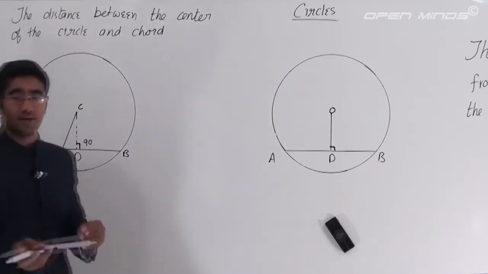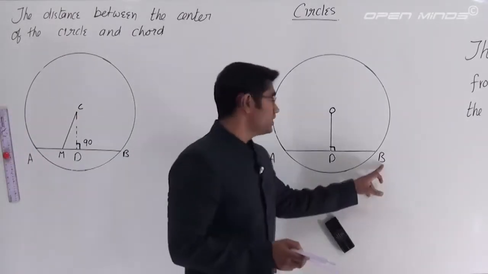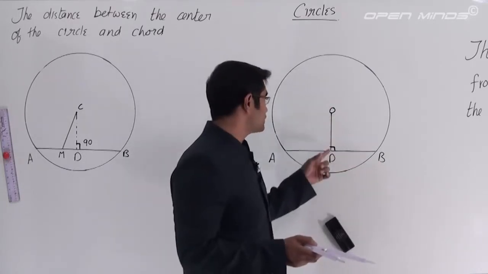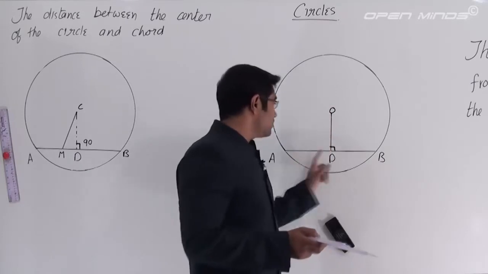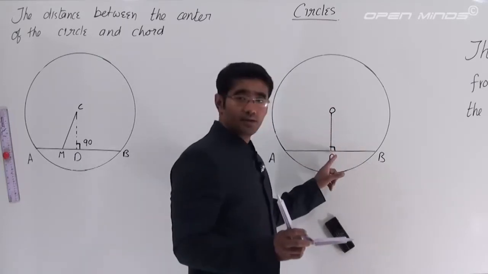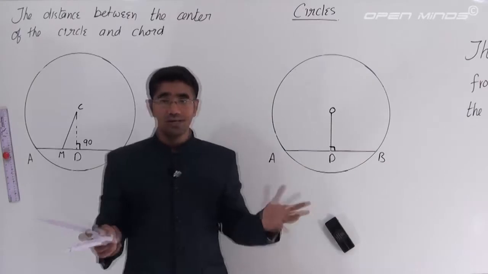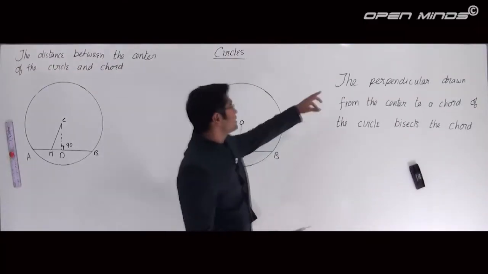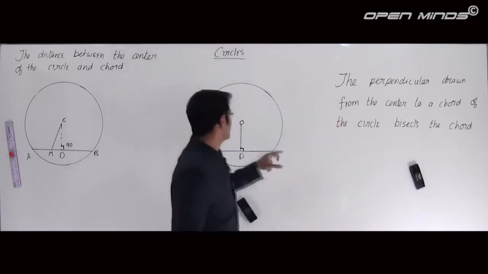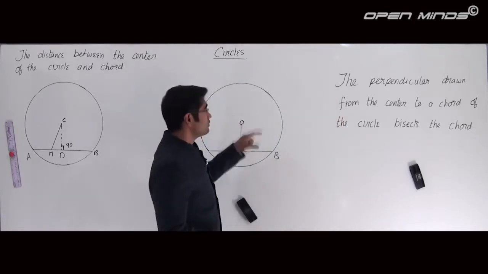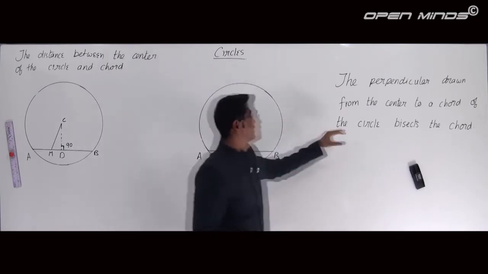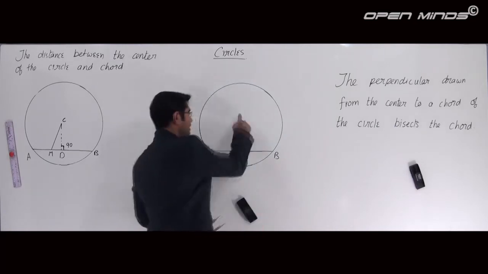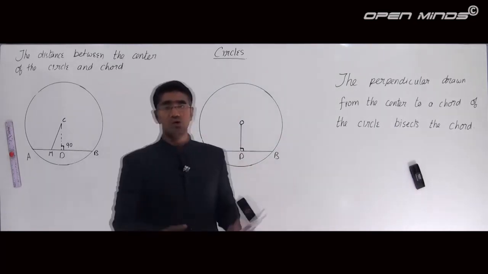So the only line which can divide the chord, or bisect the chord, is the line which is joining the center and the chord, but the line should be perpendicular. We also call it a perpendicular line. That is it. So that's what we learned about this property. Let's go ahead and write that. It says the perpendicular drawn from the center, so that is perpendicular OD drawn from the center to a chord of the circle, bisects the chord. That is it. All right. So that line bisects AB. AB is a chord. That is it.